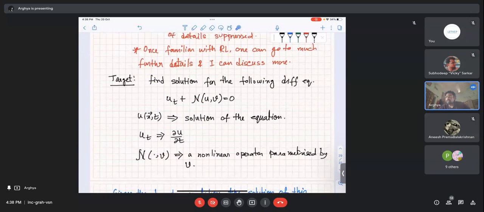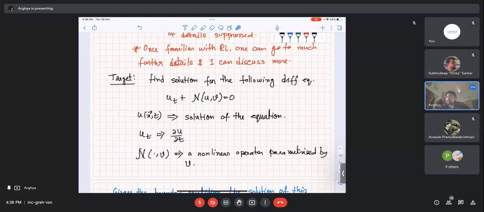So let's say your target is that you want to solve this kind of thing, where u is basically your desired function which you want to solve for, and u_t means the derivative of u with respect to time. U is a function of x and t. X can be single dimensional; for example, you can think of x as just x and t. Don't worry about the vector sign. And N is some nonlinear operator parameterized by these variables v. It can be anything basically.